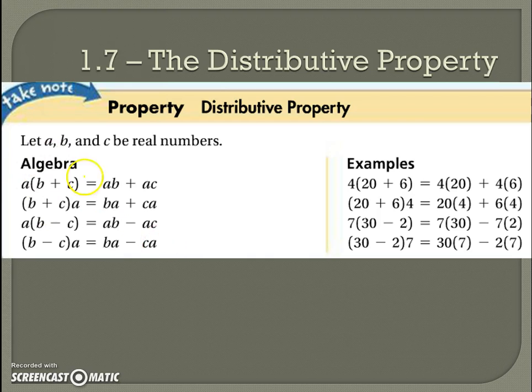So here we have some different things where I have A times the quantity of B plus C, and you notice that that translates over here to AB plus AC, or we have the same thing with the A right here on the back end, but it means exactly the same thing.